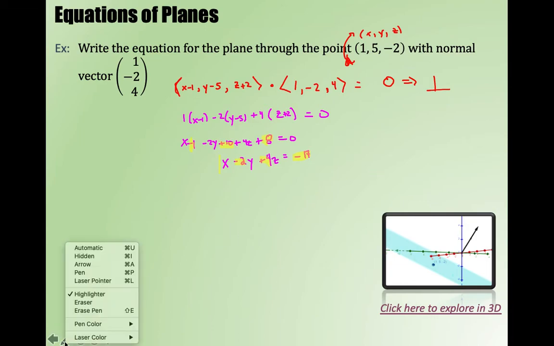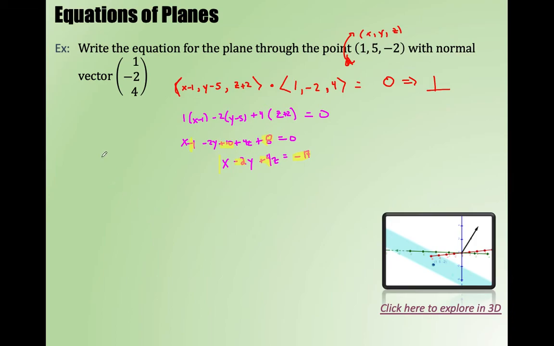So, what was my procedure, right? When they're asked to write an equation for a plane through a point, when they gave me the point and the normal, right? Get your generic XYZ. Generate a vector in the plane with the given point. And I'm going to use x minus x sub 1 for the given x, right? And that's what I did up here. Right? The 1, 5, and the -2.